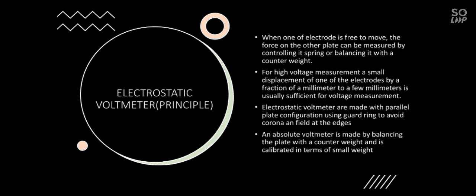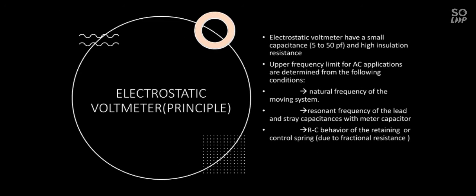Electrostatic voltmeters are made with parallel plates, in a parallel plate configuration using a guard ring to avoid corona and field concentration at the edges. An absolute voltmeter is made by balancing the plate with a counterweight, using small calibrated weights, balancing on a calibrated scale.